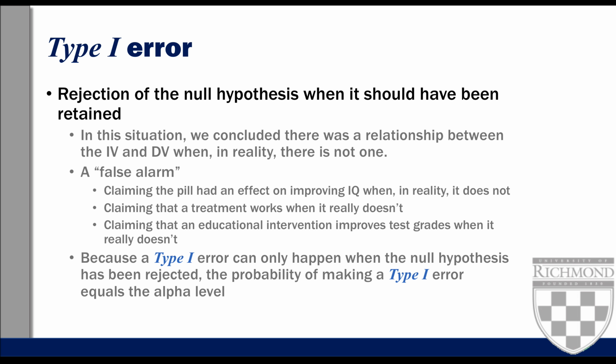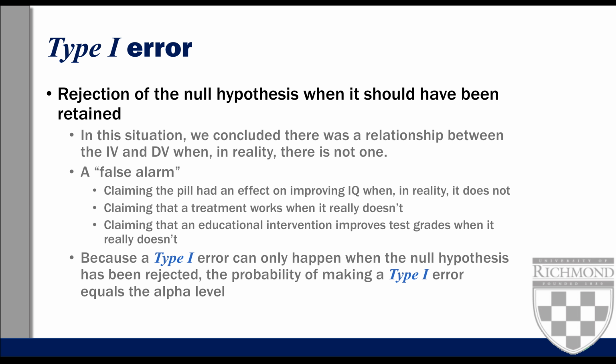Now, because a type 1 error can only happen when the null hypothesis has been rejected to begin with, the probability of making a type 1 error equals alpha. So think about it. Alpha is the size of the region of rejection. We can only reject the null hypothesis if the sample mean falls in the region of rejection. Therefore, our type 1 error rate will be equal to the size of the region of rejection.